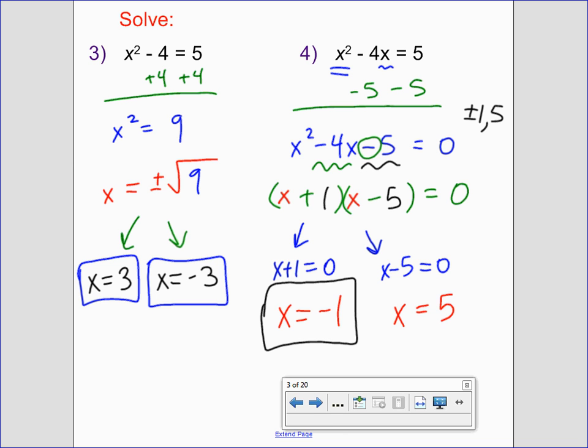And same with 5. 5 squared is 25, minus 4 times 5 is 20. Does 25 minus 20 equal 5? Yes, it does. So we are confident in our solution. Raise your hand if you got x equals negative 1 and x equals positive 5. The signs matter. The signs matter. So several of you did, many of you did not.